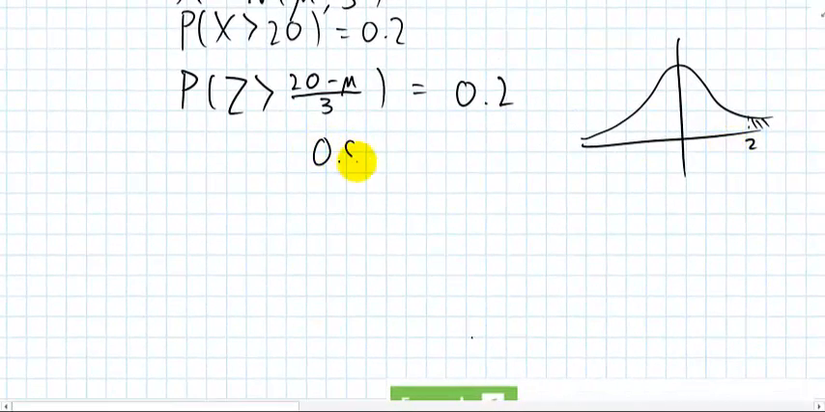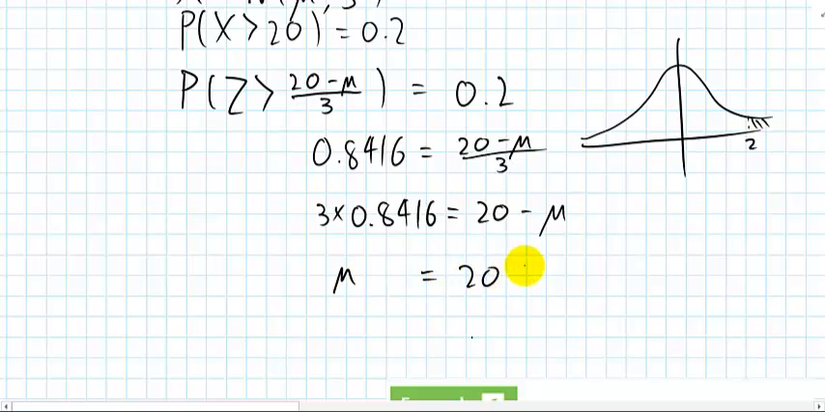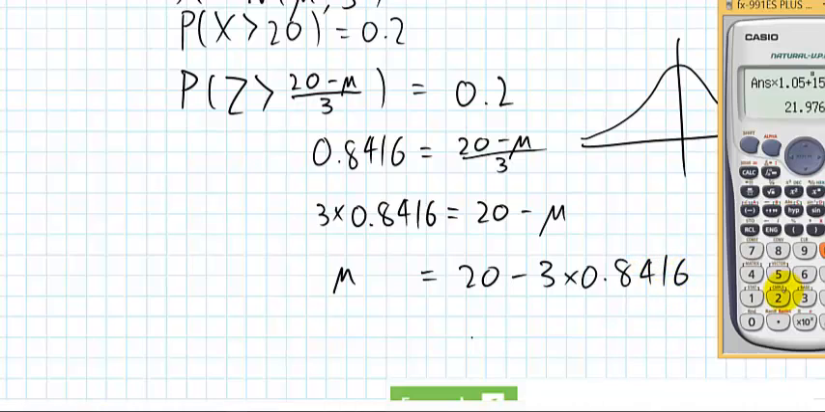So 0.8416 is equal to (20 minus mu) over 3. This is the z value. From this, it's easy to work out mu. 3 times 0.8416 is equal to 20 minus mu, and so mu is equal to 20 take away 3 times 0.8416. Let's use the calculator.